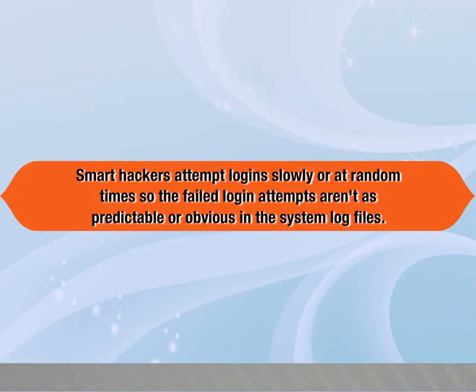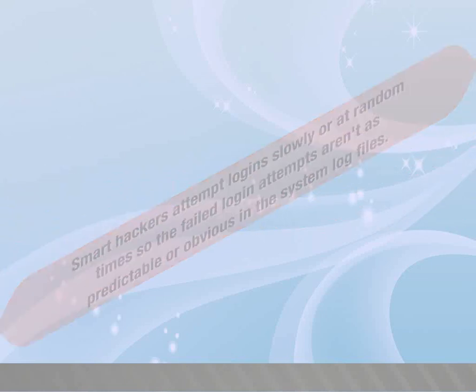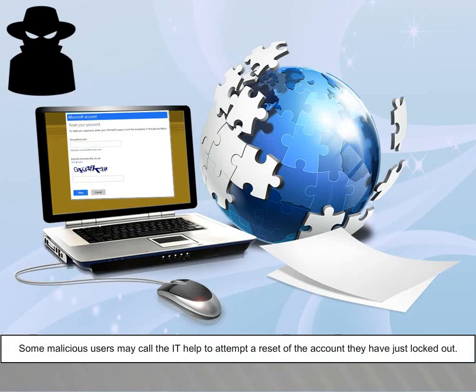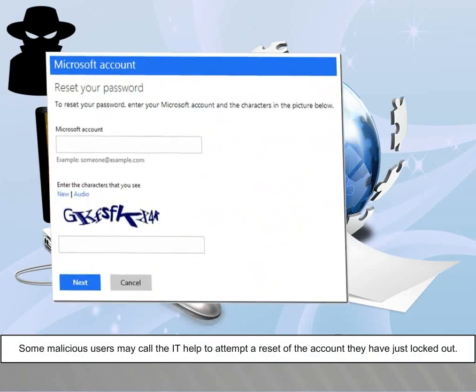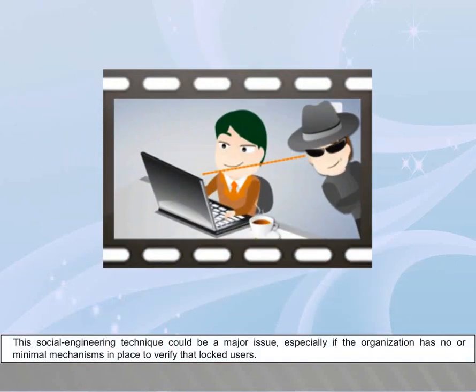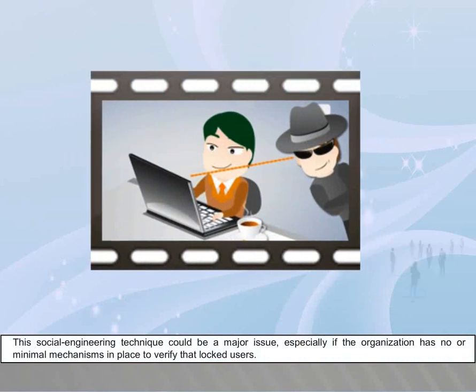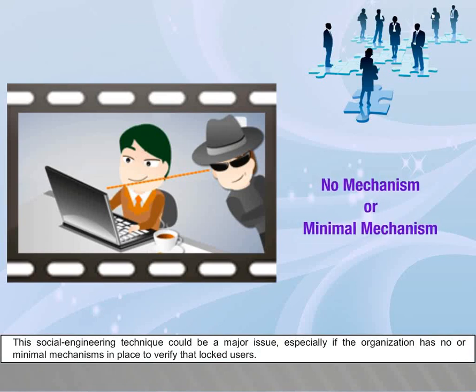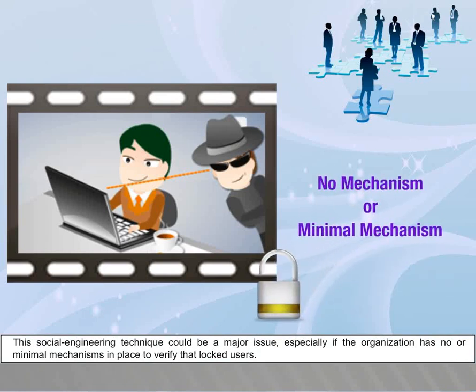Smart hackers attempt logins slowly or at random times, so the failed login attempts are not as predictable or obvious in the system log files. Some malicious users may call the IT help desk to attempt a reset of the account they have just logged out. This social engineering technique could be a major issue, especially if the organization has no or minimal mechanisms in place to verify the logged users.